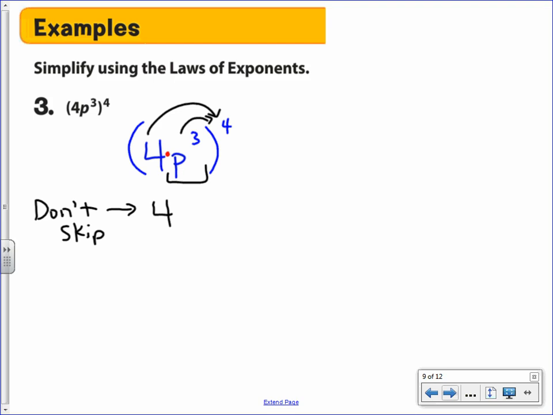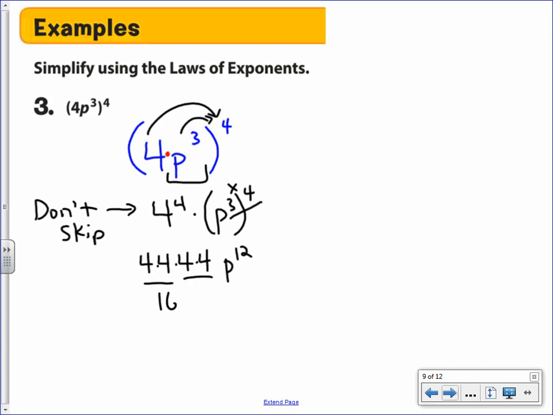4 to the fourth power times p cubed, I'm going to put in parentheses, and I'm raising it to the fourth power. Oh yeah, I remember that. That's multiplication because there's parentheses. I need to evaluate my 4 times 4 times 4 times 4, and p to the 12th is just going to stay p to the 12th. That's 16 times 16, which is 256, p to the 12th power.